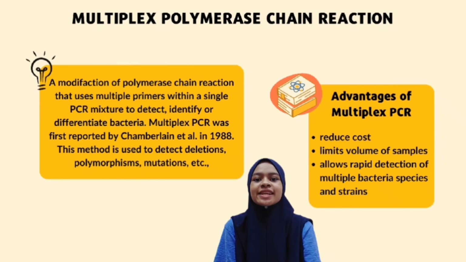Multiplex polymerase chain reaction is a modification of polymerase chain reaction that uses multiple primers within a single PCR mixture to detect, identify, or differentiate bacteria. Thus, in multiplex PCR, more than one target sequence is amplified in a reaction to produce amplicons of varying size specific for different DNA sequences. The advantages of multiplex PCR are reduced cost, limited sample volume, and rapid detection of multiple bacterial species.